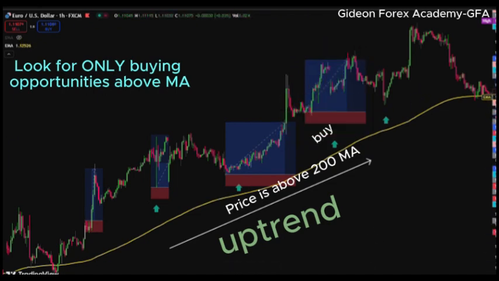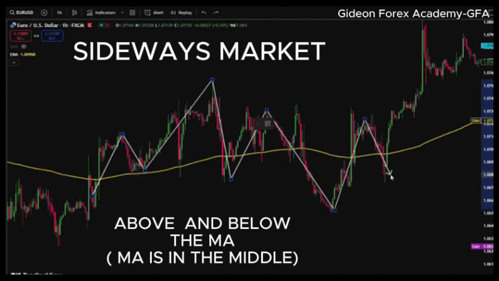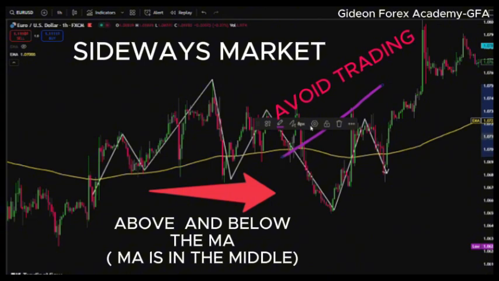All right, in this case it's a sideways market. So in a sideways market, you can see that the price action is above and below the moving average. Okay, and the moving average is in the middle of the price action. In this case, you do nothing. Do not trade in this market. It's very dangerous to trade in this market. You avoid trading in this market.